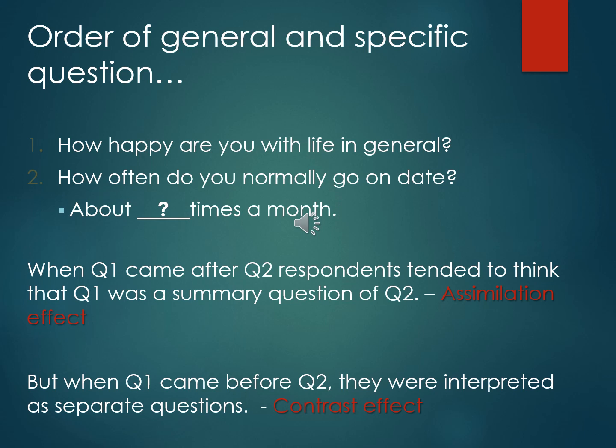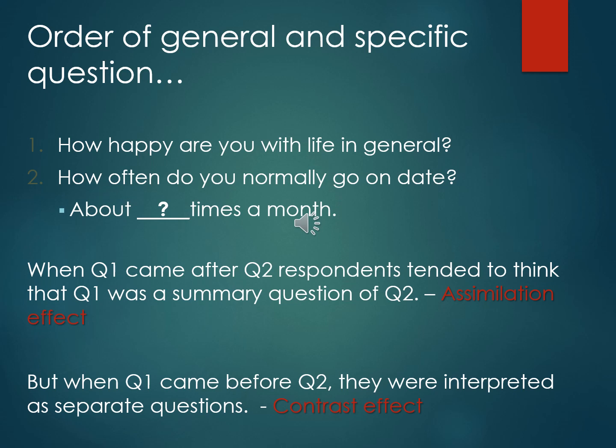So think about this in a more specific way. Let's imagine that you asked, how often do you normally go on dates? You're going to answer how many times a month. And then you asked, how happy are you with life in general? Do you notice that it is as if 'how happy are you with life in general' is actually referring to 'how often do you go on dates'? So therefore, they tend to converge to a similar answer. It creates a assimilation effect when the general question is asked after the specific question.